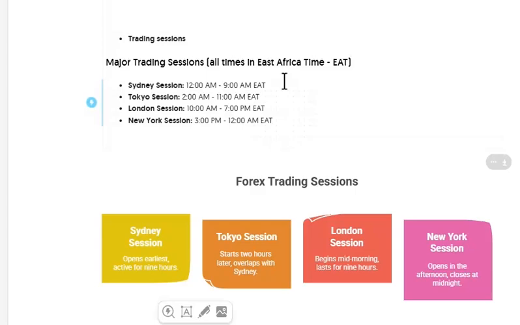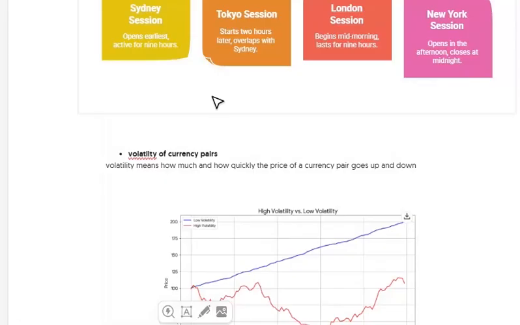There is also a thing that you should know: these sessions overlap. And when there is a session overlap, there is high volatility. Now, let me explain what volatility is. Volatility means how quickly the price of a currency pair goes up and down.